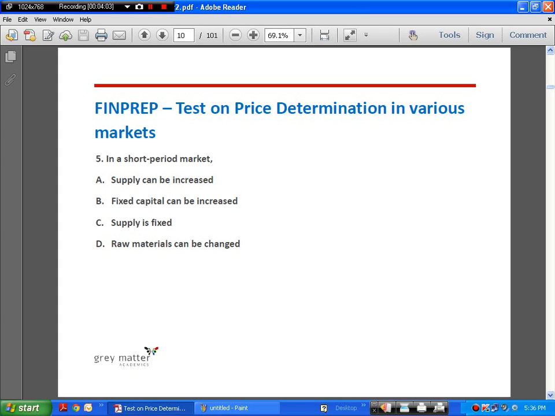Now the fixed capital cannot be increased in the short period. It requires a long period to change the fixed capital, and changing the raw materials is also not possible in a short period because a change in raw material changes the complete technology or makeover of the product. So it also requires a longer time span. Therefore, the right answer is that supply can be increased. That is option A.